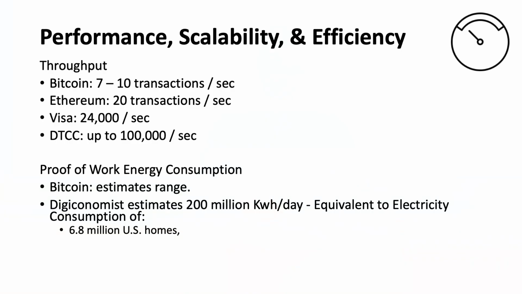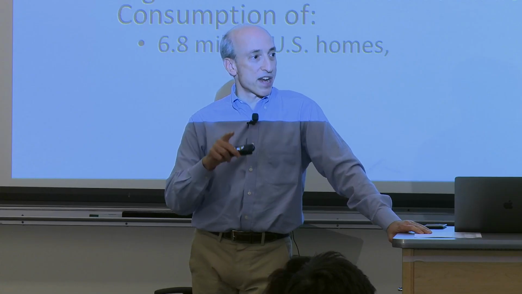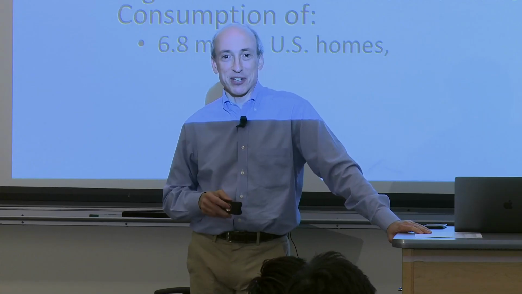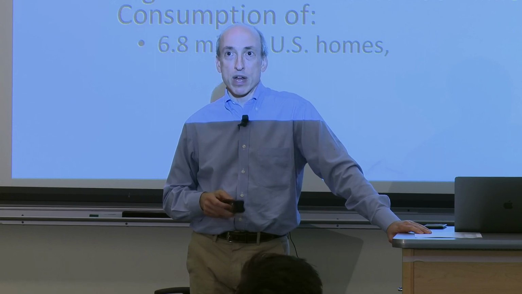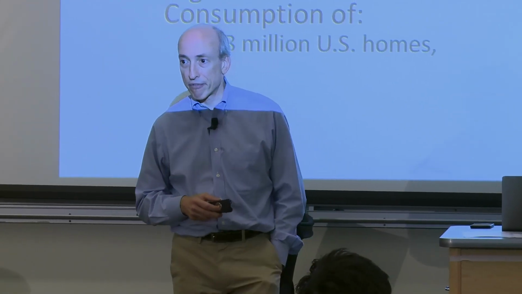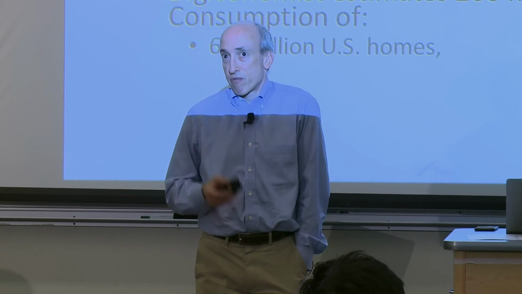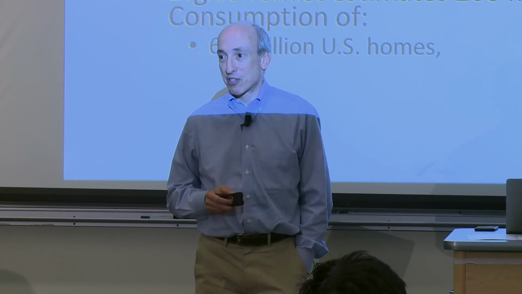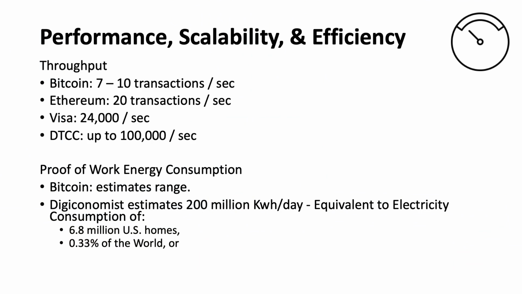Proof of work also has a bunch of energy consumption. We didn't have that a lot in the writing. We chose not to put a bunch of that in the Geneva report. One estimate is that it's 200 million kilowatt hours per day. That's equivalent to about 7 million US homes on average. Just to give you a rough Digiconomist estimate, that's 1/3 of 1% of all the world's electricity.